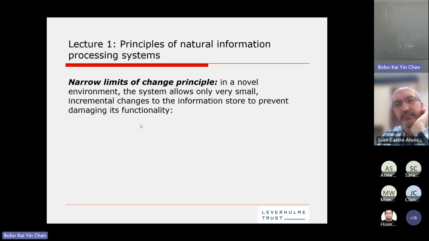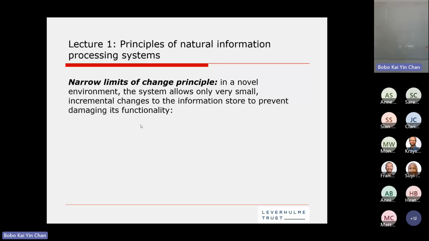On the other side, we looked last week at the so-called evolutionary perspective, from five principles of natural information processing systems, of which the human cognitive system is an example. One of those principles was the so-called narrow limits of change principle. I'm not going to review all five, but this one directly relates to working memory, because every natural information processing system, according to this approach, has some mechanism that limits the scope of immediate changes to the knowledge base.